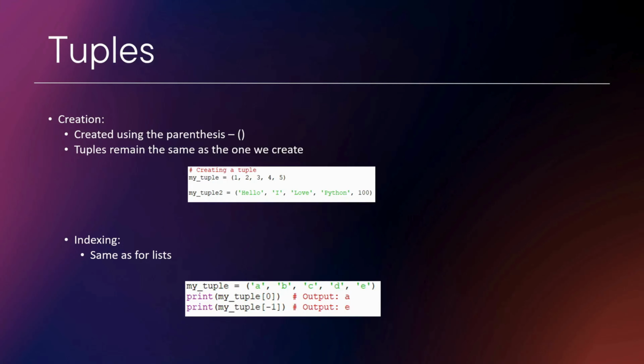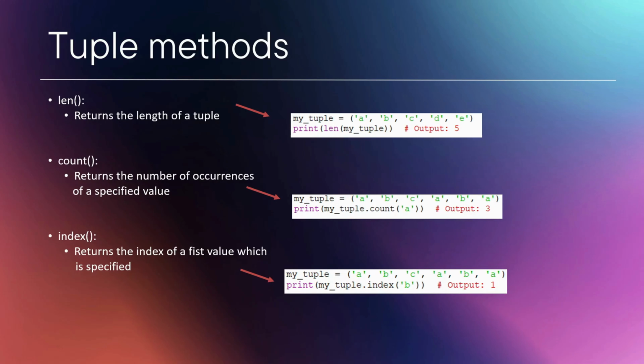The creation is pretty similar to lists, but instead of square brackets we use parentheses, and tuples remain the same as the one we create in the beginning, as you can see. Indexing is also the same for tuples, similar to lists or strings. It is zero-indexed, and we can use negative indexes too. Now let's have a look at some of the tuple methods.